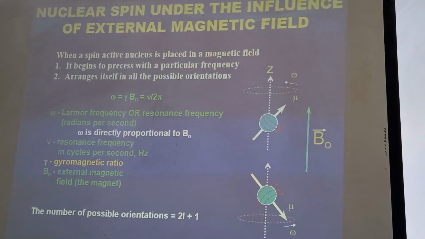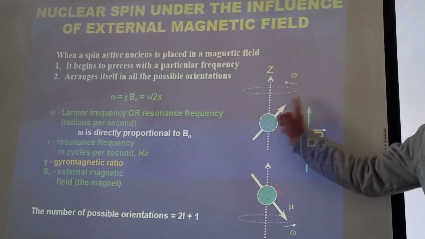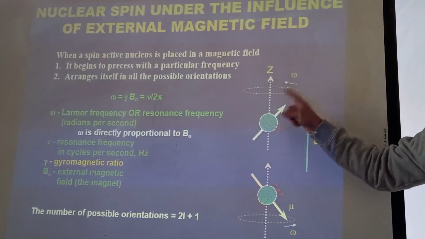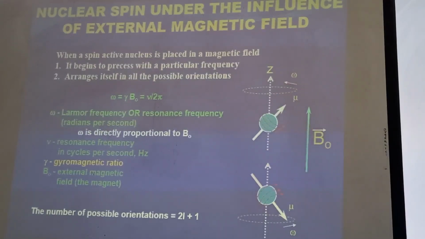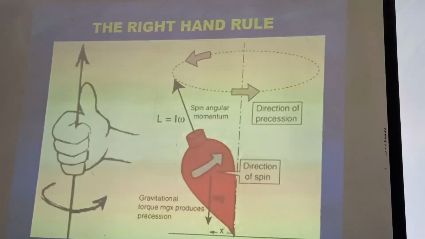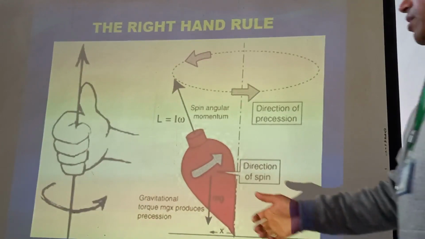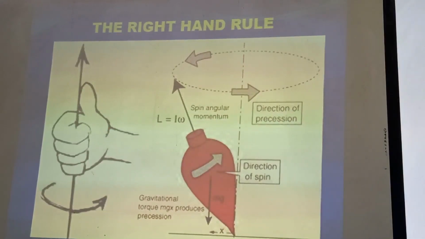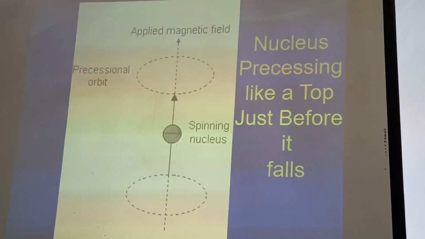And you can see these nuclei move around this axis in a particular direction to show this precession. And the direction of this precession is determined by the right hand rule. So if the thumb of your right hand points in the direction of the applied magnetic field, then the curved fingers will point in the direction of precession, or your nucleus will move in the direction of your curved fingers, and this is how it looks.